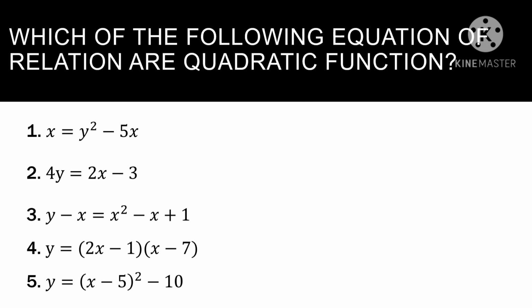So let's start with number 1. The given is x equals y squared minus 5x. Okay, look at the exponent of y. The exponent of y is an even number. So if the exponent of y is an even number, then the given equation is not a function. So this one is not a function. So ibig sabihin, kasi hindi siya function in the first place, so hindi rin siya, lalo nang hindi siya quadratic function. So not a quadratic function. Okay, so that is just a relation.